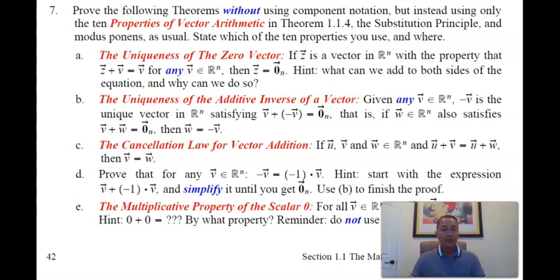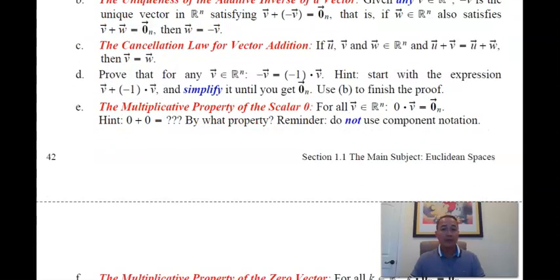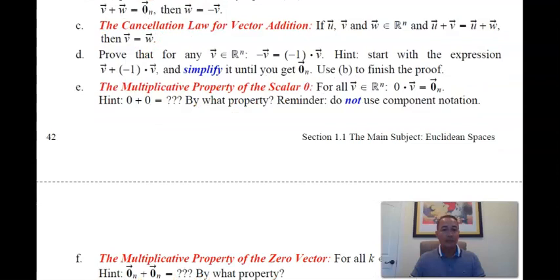So you're going to be asked to show that the zero vector is unique, and the additive inverse of a vector is also unique. You will be asked to show the cancellation law for vector addition, and that the negative of a vector is just that vector times -1. What we're going to see today is something that will help you in the next 2 problems.